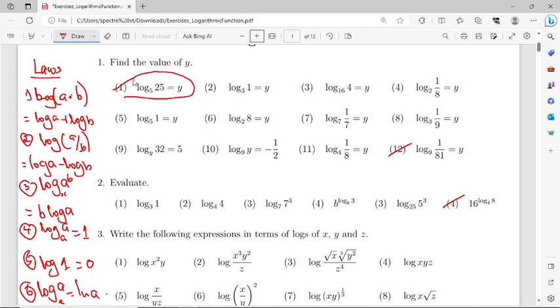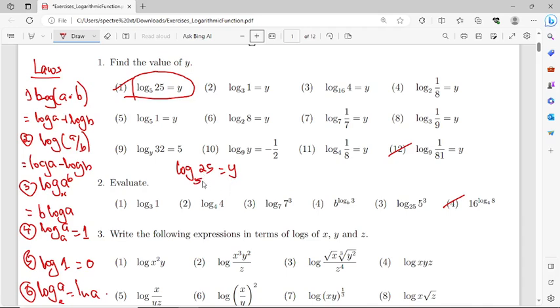If you have a question like this, the log of 25 base 5 is equal to y. Remember, you can change logarithmic notation to exponential notation or index notation. This is just like asking yourself, how many times are you going to multiply 5 so that you get 25? It is 2 times, 5 times 5.